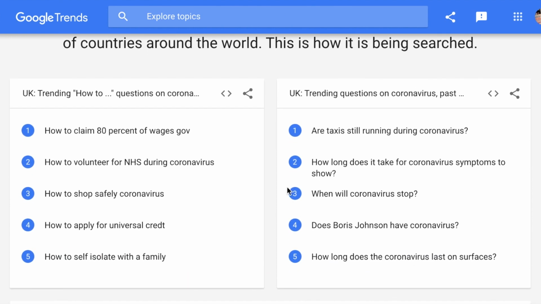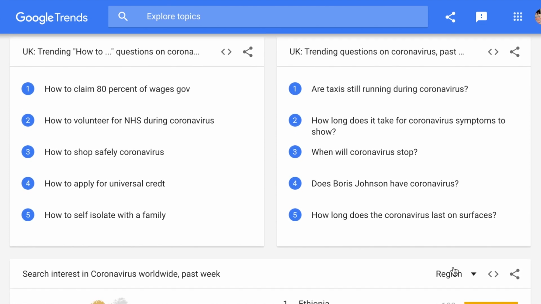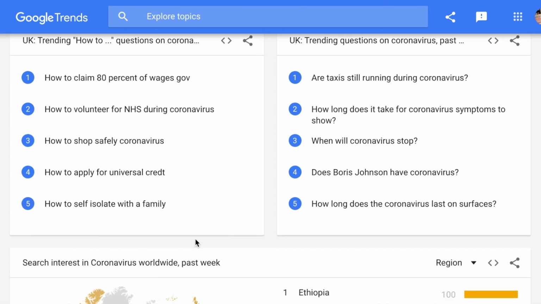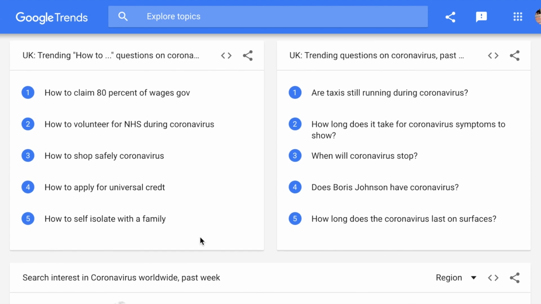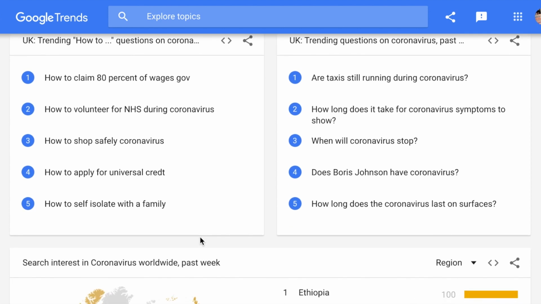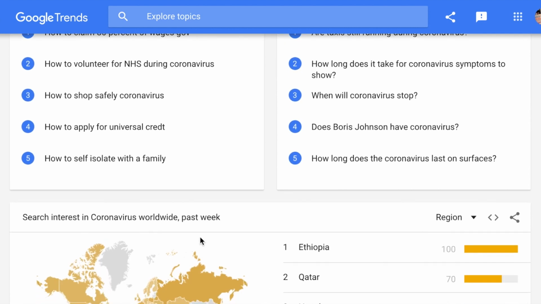So here I can find out what are the main questions people are asking themselves. Are taxis still running? How long does it take for coronavirus to show? When will the coronavirus stop? Also trending questions, where the difference is how-to questions. So here they have a good section which you can use, especially when you're writing content, creating videos, thinking of what you could design as content for your website.